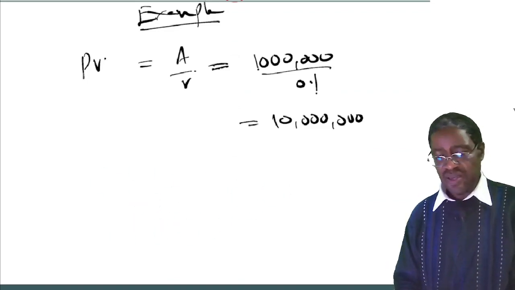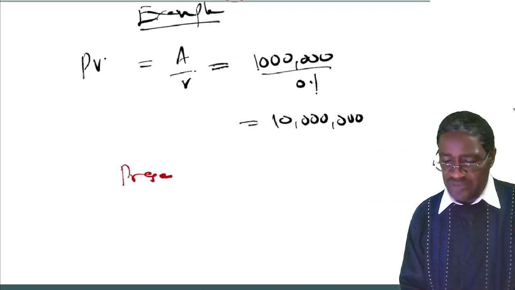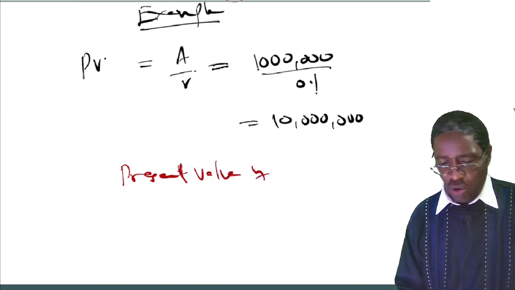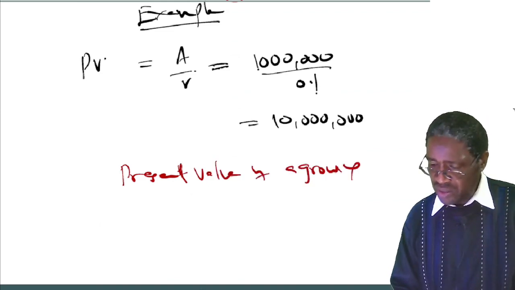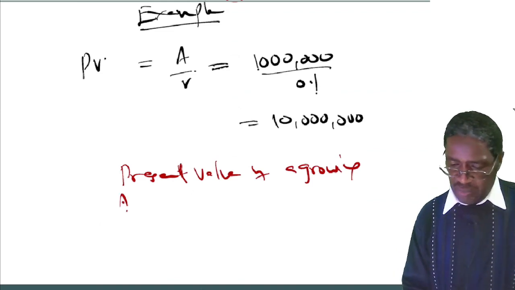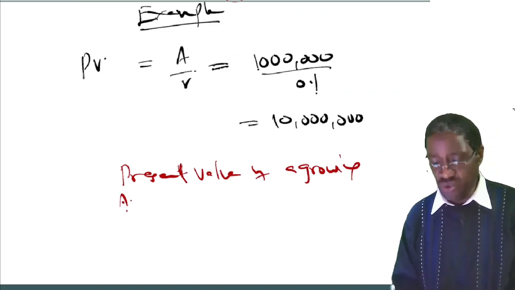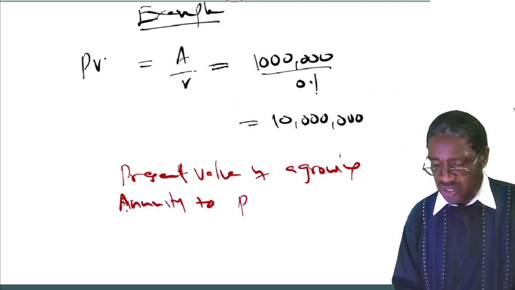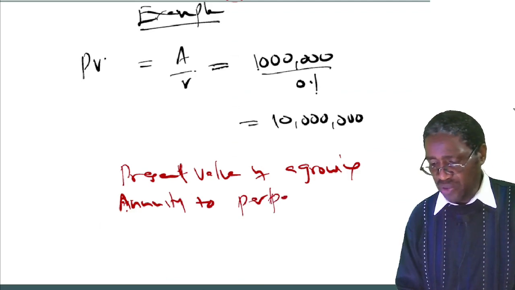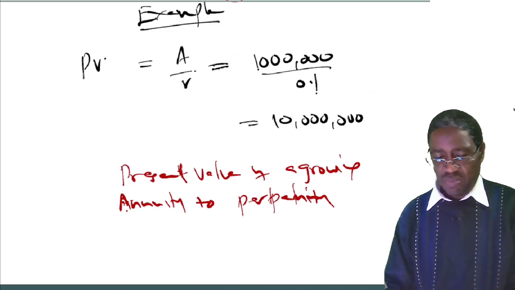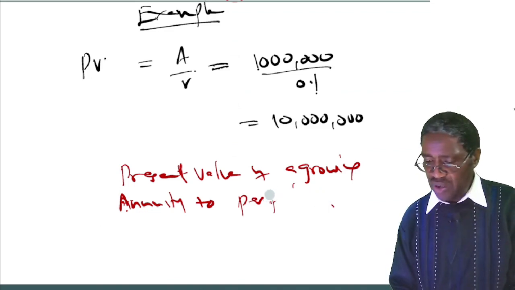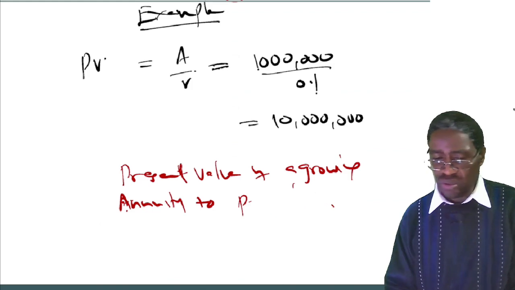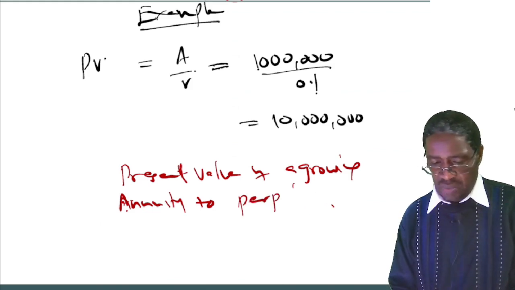present value of a growing annuity to perpetuity. Present value of a growing annuity to perpetuity.